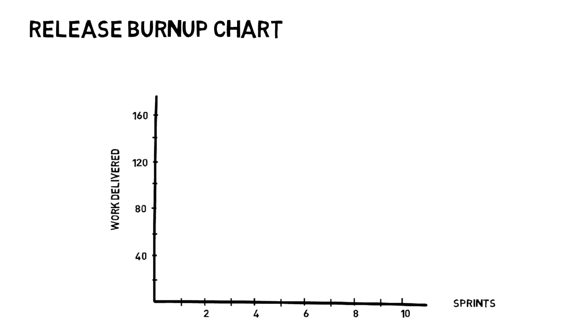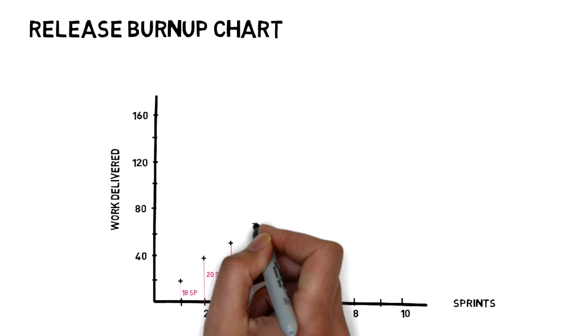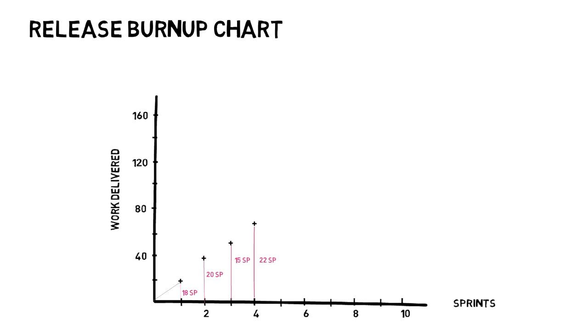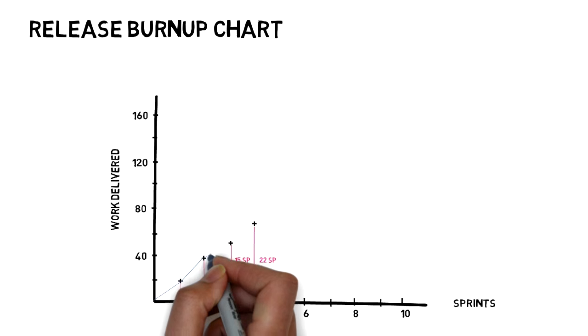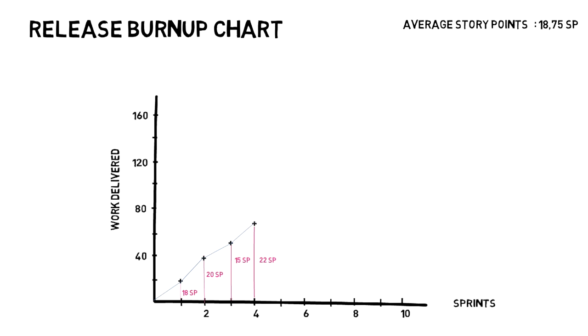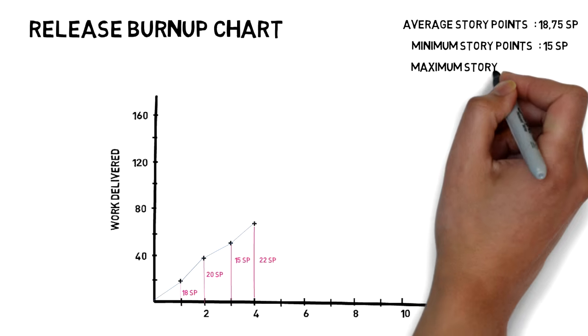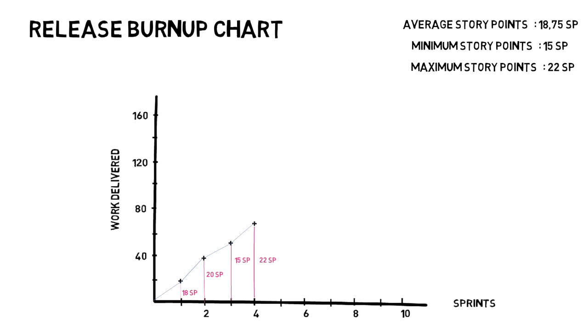Let's take this example. The team has delivered 18 story points in the first sprint, 20 in the second, 15 in the third sprint, and 22 in the fourth sprint. In this example, we see that the team has delivered on average 18.75 story points. As a minimum, they delivered 15 story points, and as a maximum, they delivered 22 story points.